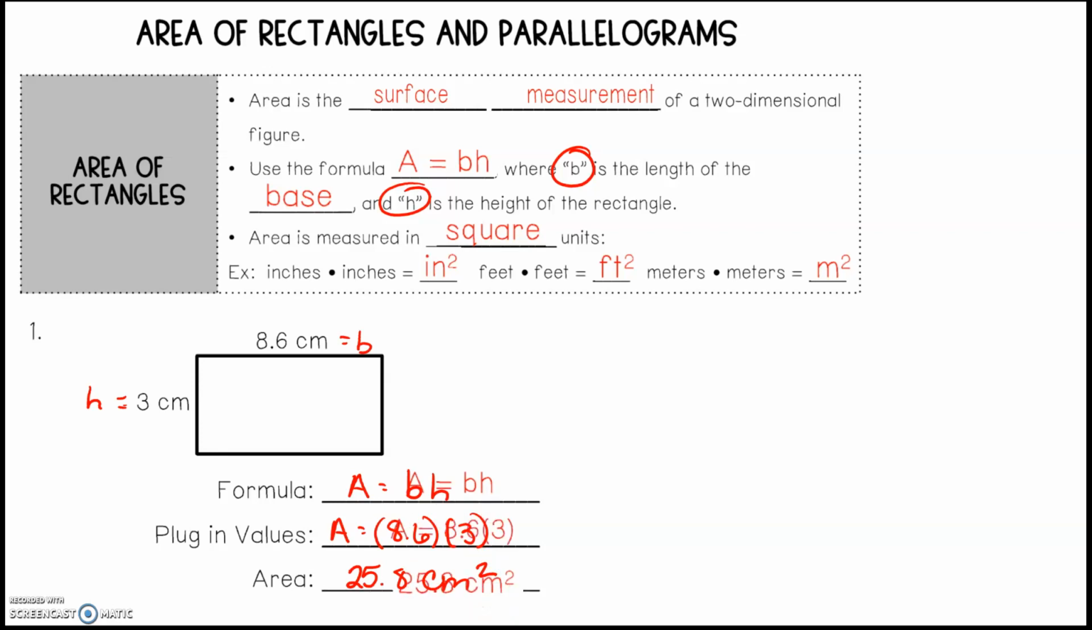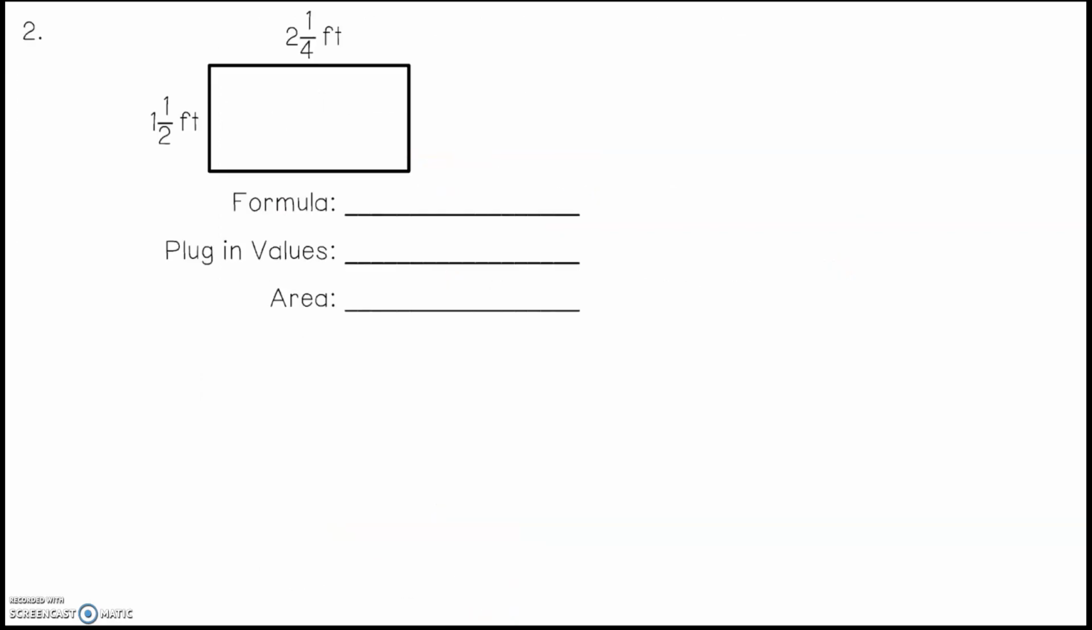Okay, number 2 uses some fractions, our favorite, I know. Let's change our mixed numbers into improper fractions. So I multiply, and then I add. So 4 times 2 is 8, plus 1 is 9 fourths. We keep the denominator. And then 2 times 1 is 2, plus 1 is 3 halves. And we're going to use these numbers instead.